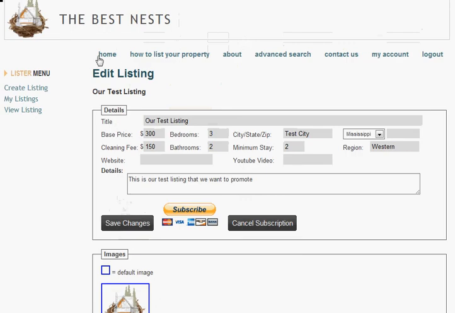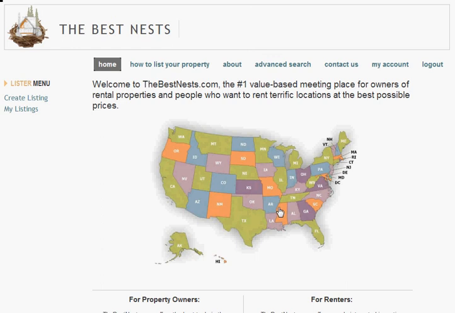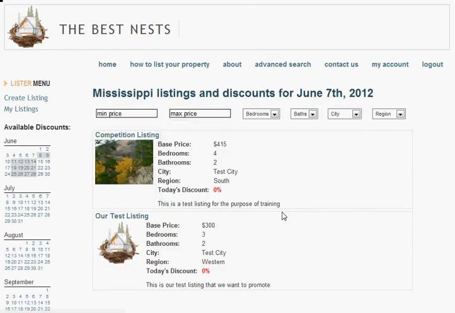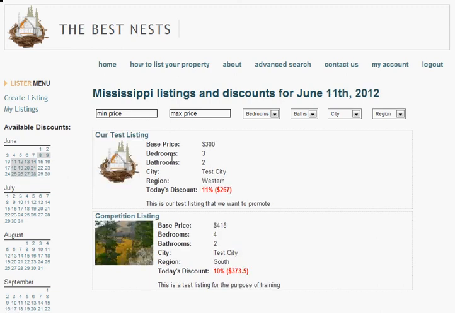Let's go back to the state of Mississippi and see how things have changed. Nothing's happened for today, because by default, it goes to today's date, which is June 7th. If we have a look at the 11th, you'll now see that we are ranking above competition listing, and currently number one in the state of Mississippi.